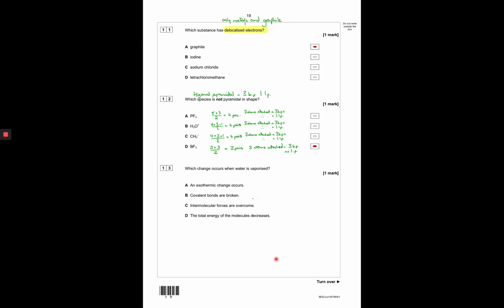Which change occurs when water is vaporized? It can't be an exothermic change, because if you're vaporizing water, you've got to put energy in, so it must be endothermic. Covalent bonds are broken? No way, because yes, we're going from water to steam, but we've still got H2O as our molecular formula, so there are no covalent bonds broken. Total energy of the molecules decreases if you vaporize them or heat it up? Well, that's just bonkers. What we're overcoming are hydrogen bonds, so of course we've got intermolecular forces being overcome.